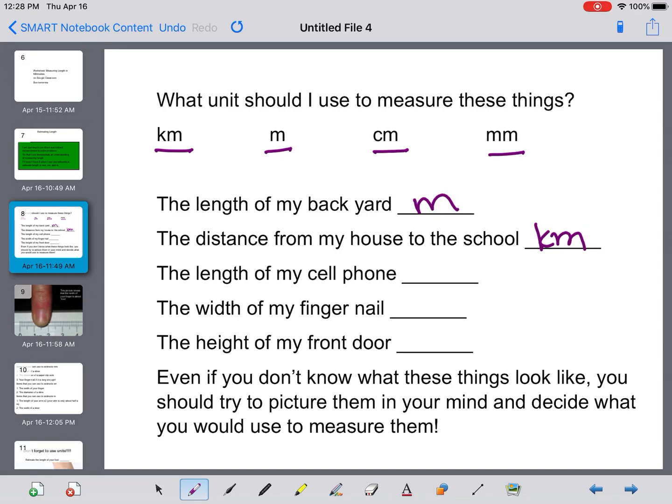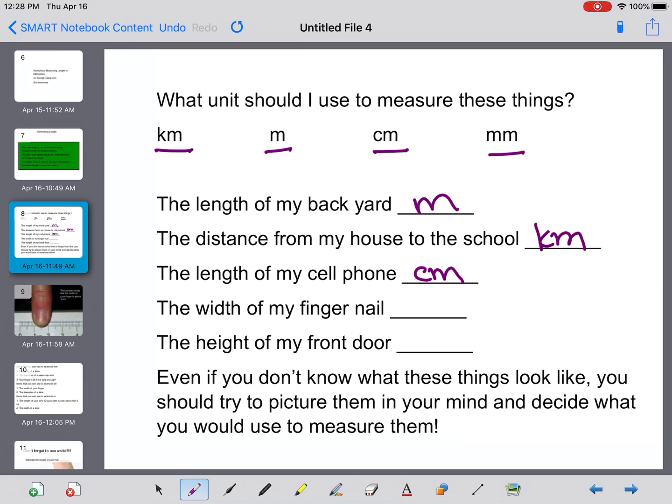Okay, what unit should I use to measure my cell phone? I have an iPhone XR, but no matter what kind of cell phone you have, it's probably going to be the same unit of measurement. We probably want to use centimeters to measure the length of my cell phone. Okay.